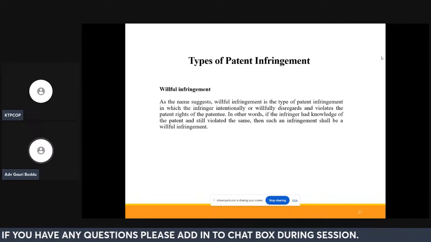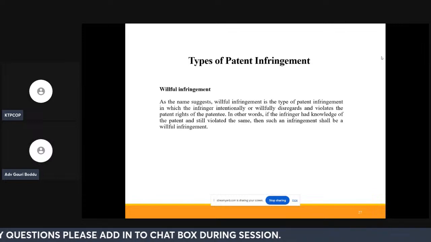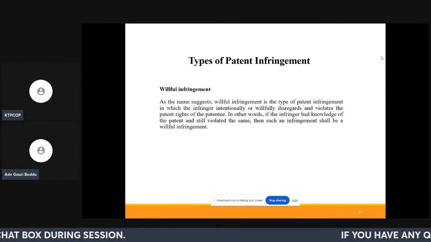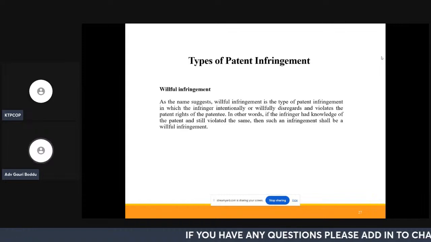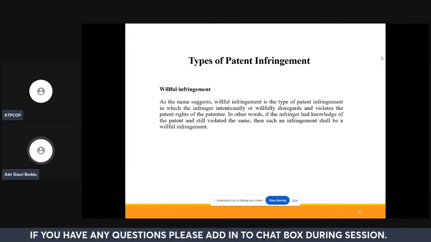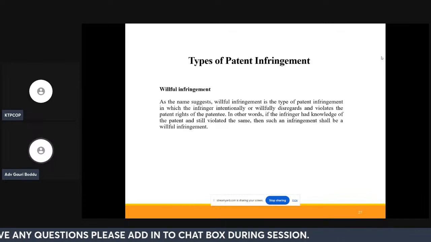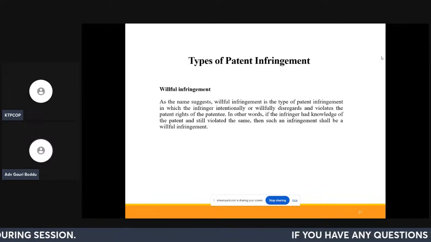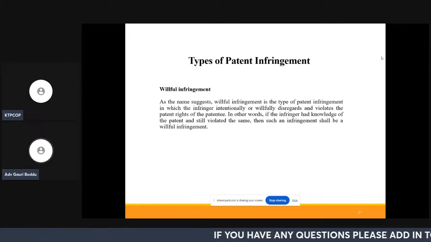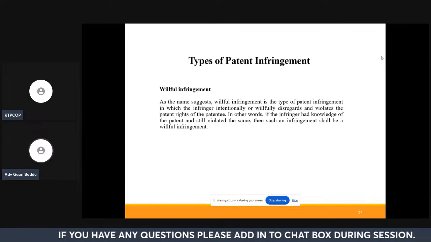I will give some examples on this. Company A is a patent holder and owns a patent for a unique gesture-based unlocking system for smartphones. Company B is a competitor and launches a new smartphone with the exact same unlocking system. As I told, he has the knowledge, but he is still copying the same thing which has been done by A, the patent holder.